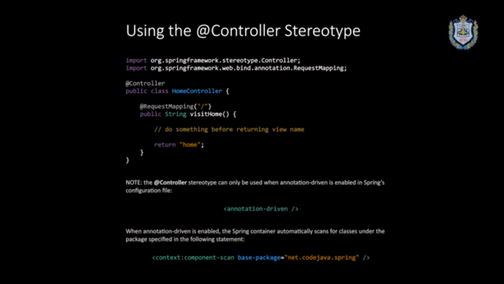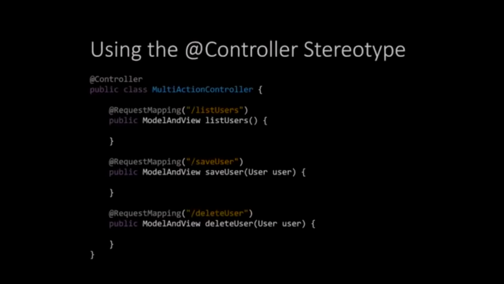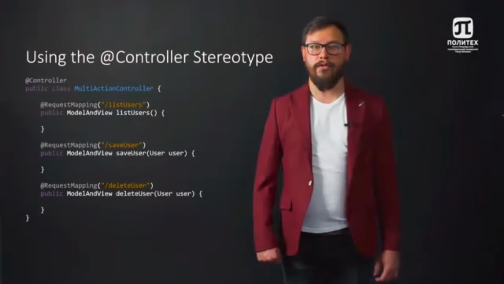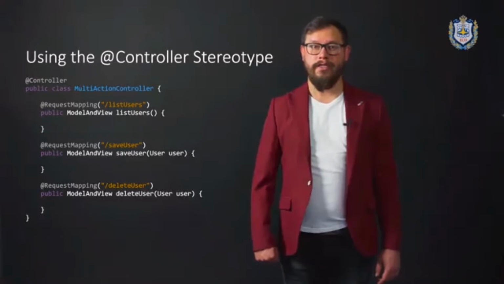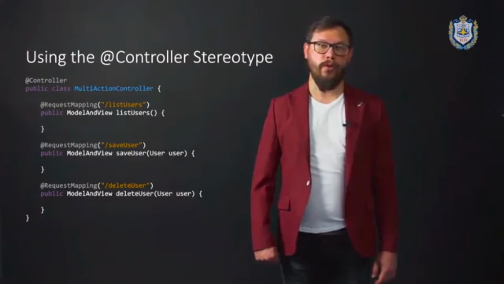When annotation-driven is enabled, the Spring container automatically scans for classes under the package specified in the following statement. The classes annotated by the @Controller annotation are configured as controllers. This is most preferable because of its simplicity. There is no need to declare beans for controllers in the configuration file. Note, by using the @Controller annotation, you can have a multi-action controller class that is able to serve multiple different requests.